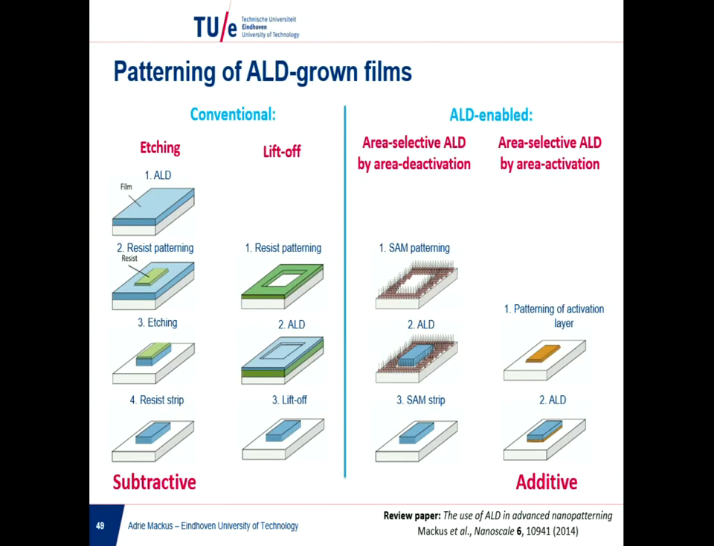So this is the overview of the different patterning approaches we have discussed. At the left, we use top-down or subtractive processing. Here you remove material using etching or lift-off. And towards the right, it's more bottom-up. For the area deactivation approach, there's still one subtractive step: you have to remove the self-assembled monolayer afterwards. But this area activation approach could classify as completely bottom-up.